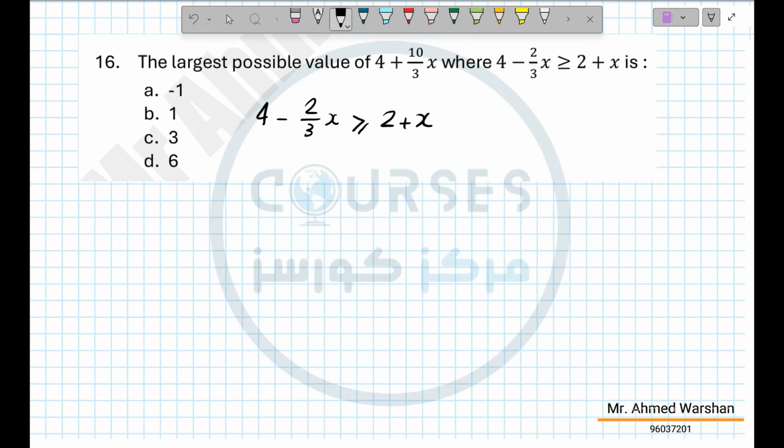So we have 4 minus 2 over 3x is greater than or equal to plus x. I told you before, if there is a denominator, just multiply the entire equation by that denominator. So I'm going to multiply this entirely by 3. It's going to be as follows: 4 times 3, that's 12, minus 2 times 3. You can cancel the 3 with the 3, but let's multiply normally. 6 over 3, x greater than or equal to 3 times 2, which is 6, plus 3x.